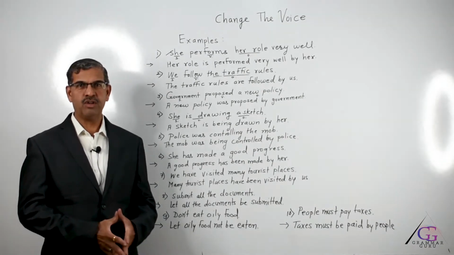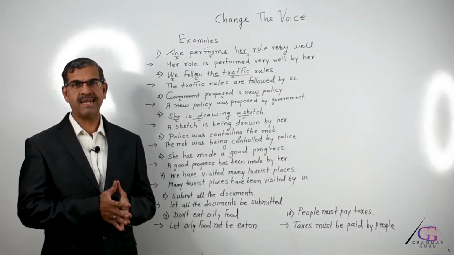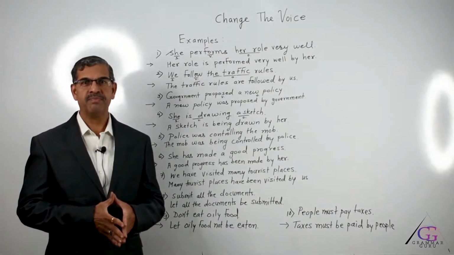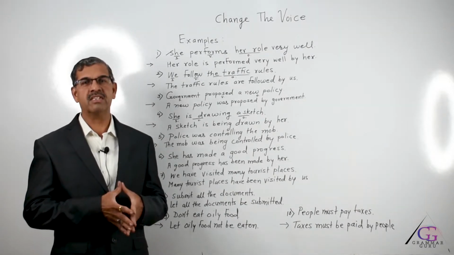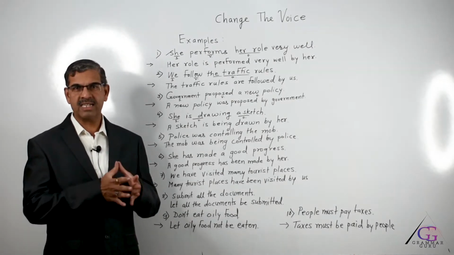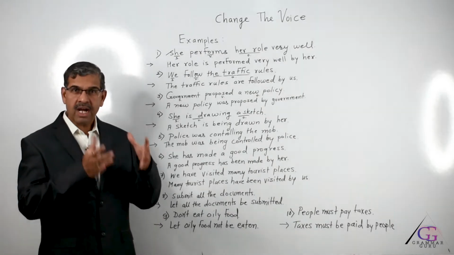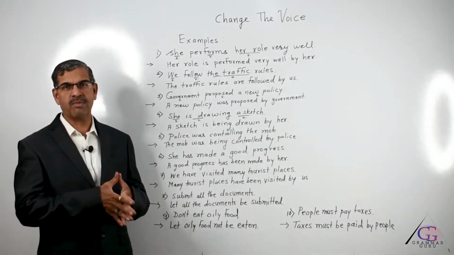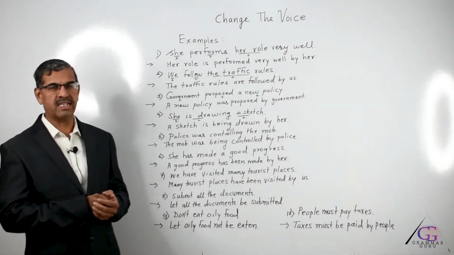In this part of the video, we are going to discuss change the voice with examples and explanation. In the earlier part, we have discussed how to find out the object, the types of sentences, the forms of helping verb, and what is active voice and passive voice. In this video, we will discuss how to change a given sentence from active voice to passive voice based on the 5 types that I have told you.